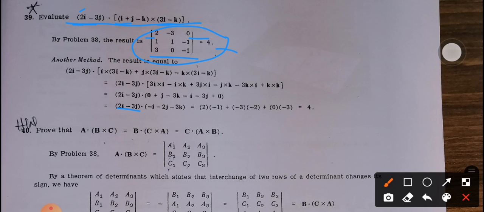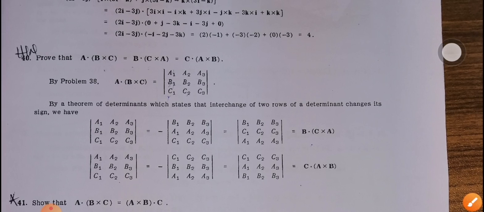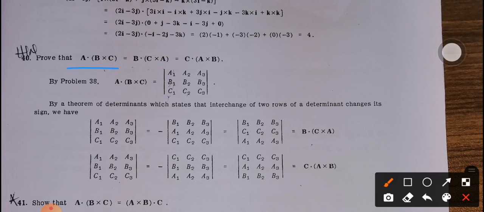One can attempt it in this way as well, but this is obviously a lengthy one, but it's totally up to you how you want to solve this scalar triple product. Then we have question number 40, because it defines a very important property of the scalar triple product, that a dot b cross c is equal to b dot c cross a is equal to c dot a cross b.